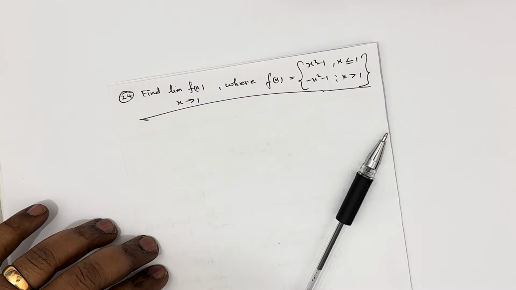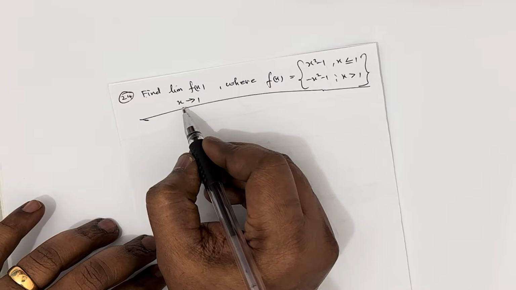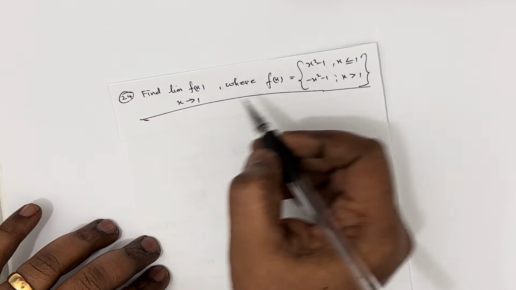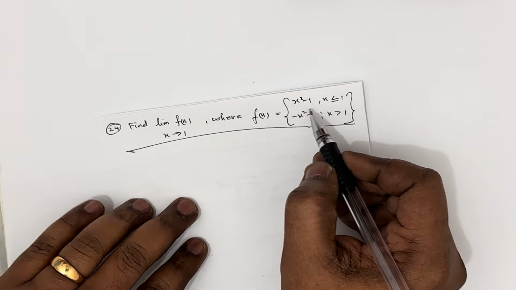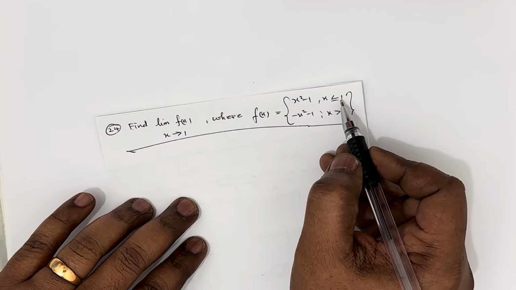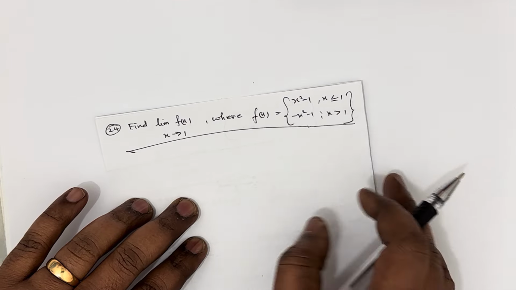Okay, now the 24th problem: find the limit of the function as x approaches 1, where the function is x squared minus 1 when x is less than or equal to 1, and minus x squared minus 1 when x is greater than 1.